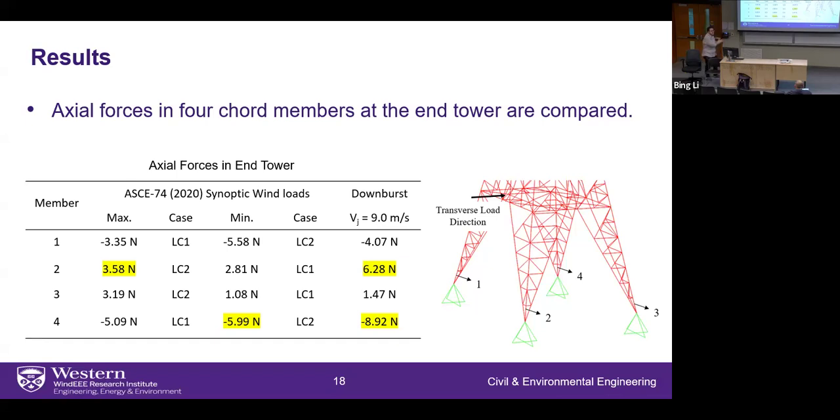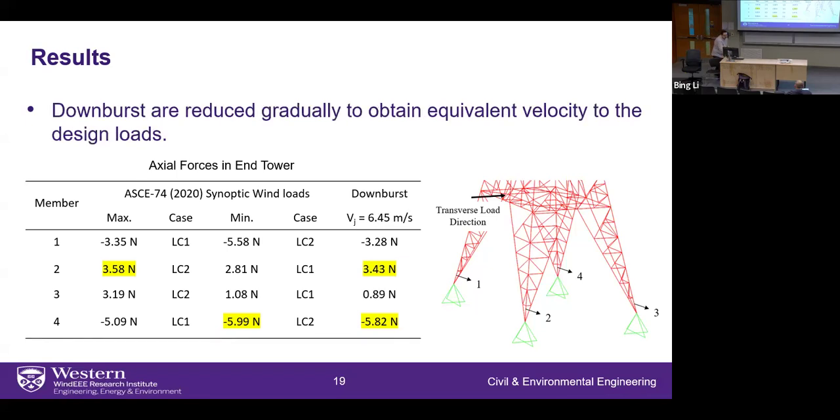So we reduced the downburst velocity gradually to obtain a downburst velocity that is equivalent to the synoptic wind loads, until we obtain a velocity of 6.45 meters per second. So we can say that if this tower was designed using the synoptic wind load, the traditional load, it can sustain a downburst with a reference velocity of 6.45 meters per second.